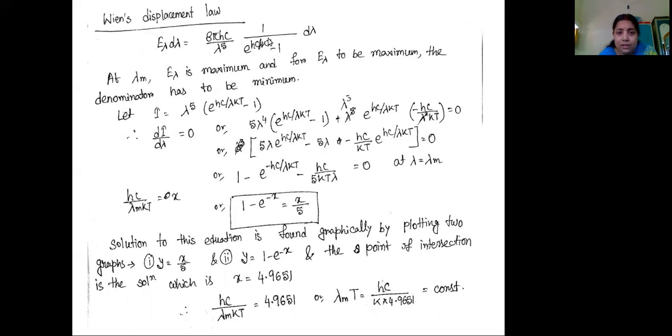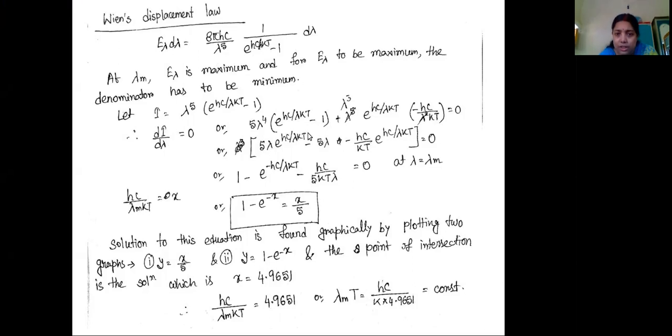So now look at the function. All the lambdas are in the denominator. So if E lambda has to be maximum, the denominator has to be minimum. So we have to just minimize this quantity. If I take this as I, so I is equal to lambda to the power 5 into e to the power hc by lambda kT minus 1, and we set dI by d lambda equal to 0. We get this kind of relation.